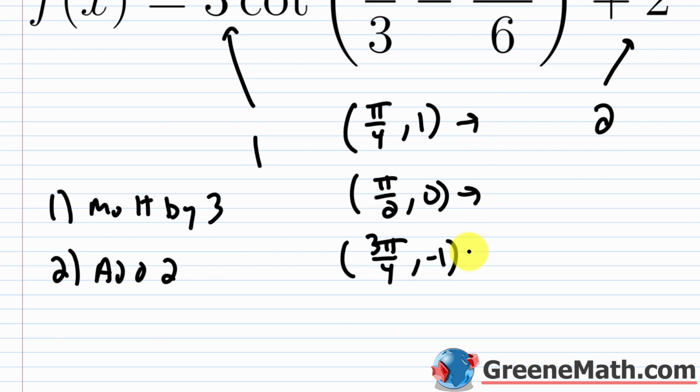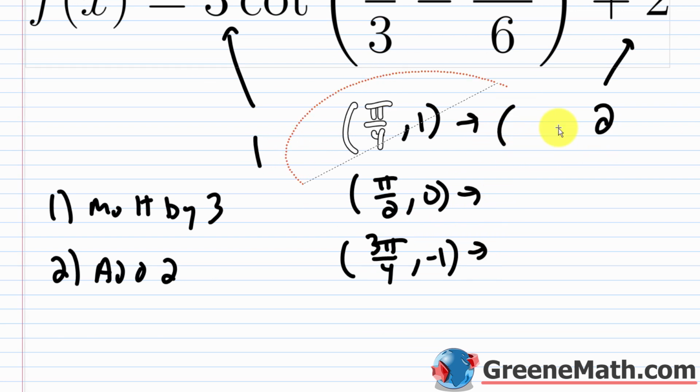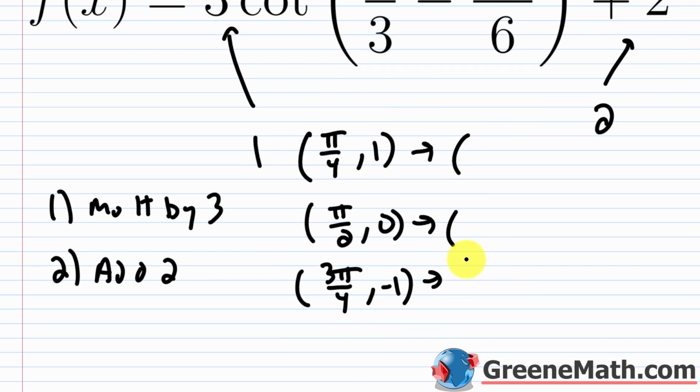So let me do this. And let me get the y values. Let me move this over here so it fits. Do this and this, comma, comma. Put that and that and that. Maybe that could be better. So multiply by 3. 1 times 3 is 3. Then add 2. 3 plus 2 is 5. So then 0 times 3 is 0. Plus 2 is 2. And then negative 1 times 3 is negative 3. And then plus 2, that's negative 1.